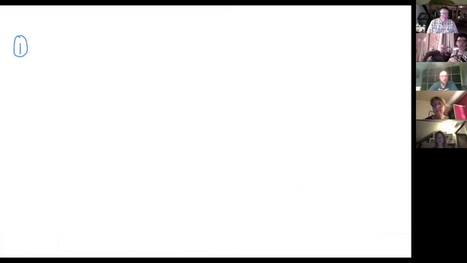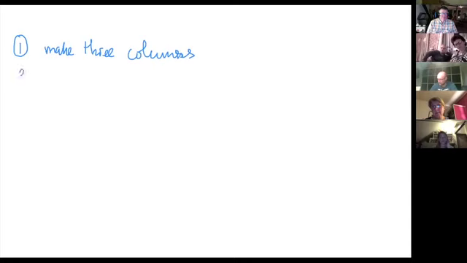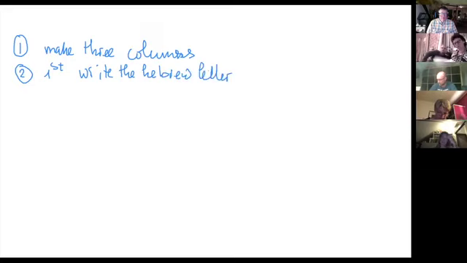One, make a column, make 3 columns. The first column, write the Hebrew letter. And my suggestion is use the practical diagram that I sent you.